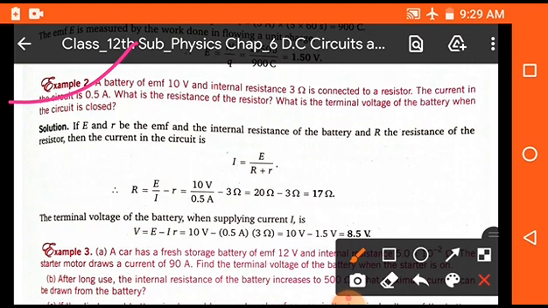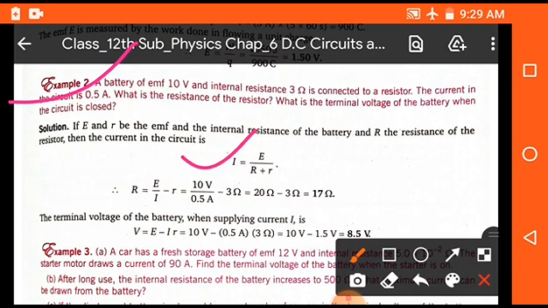Now students, a battery of EMF 10 volt and internal resistance 3 ohm is connected to a resistor. The current is 0.5 ampere. What is the resistance of the resistor? What is the terminal potential of the battery when the circuit is closed? Closed means current is flowing, and open means there is no current flowing in the circuit.